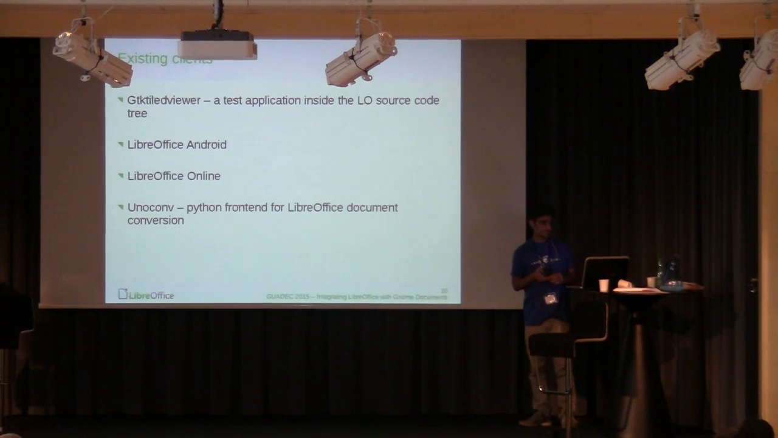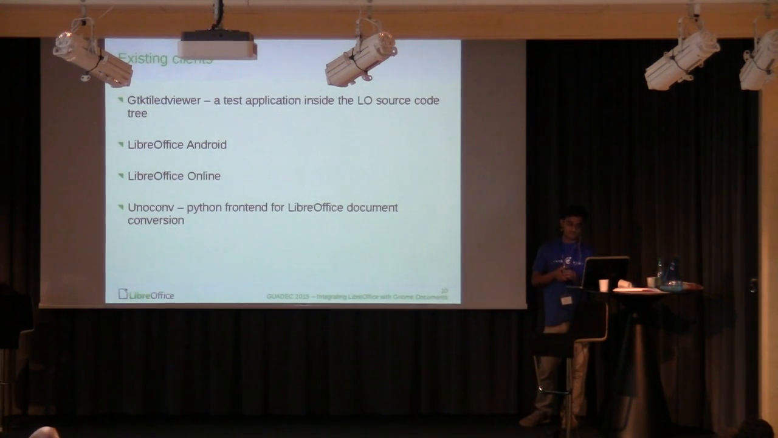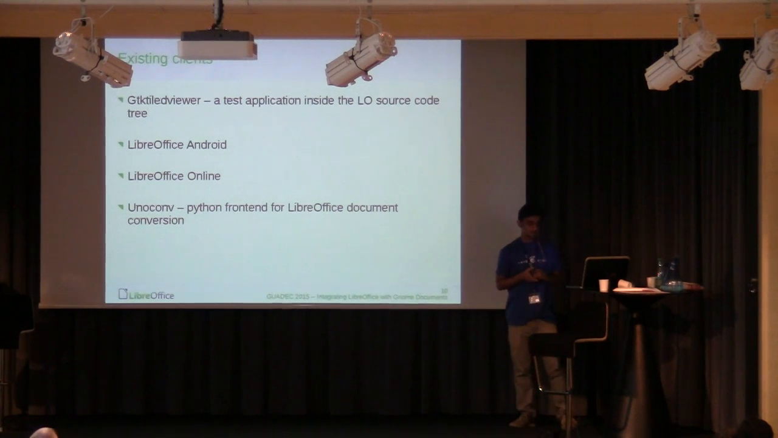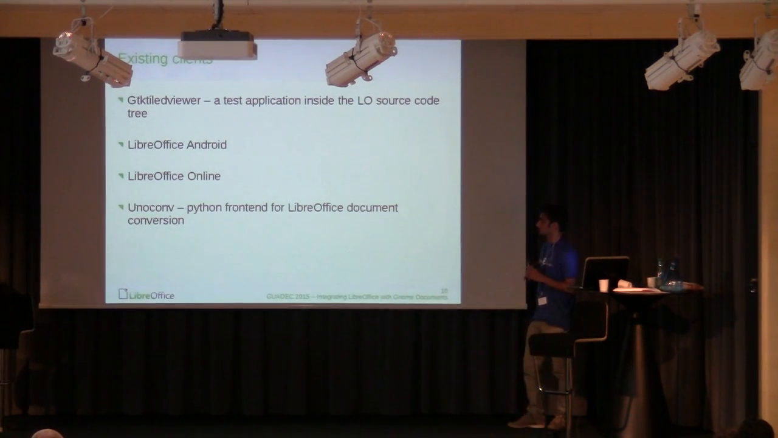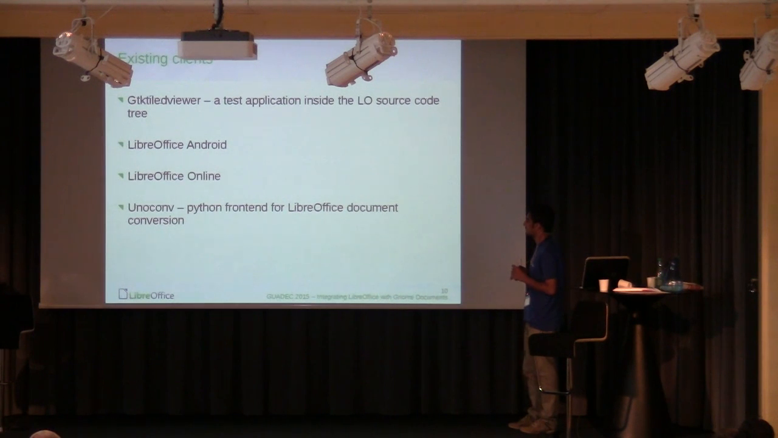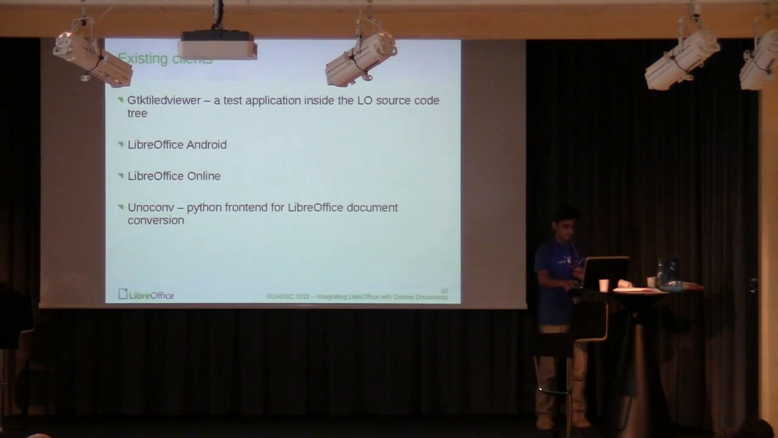So the existing client is this GDK tile viewer, which is a test application inside the LO source code tree. Then there is LibreOffice Android. Then LibreOffice Online is also using this functionality in the backend. Then there is Unoconv, a Python frontend for LibreOffice document conversion. So all these clients are currently using the LibreOffice Kit as of now.